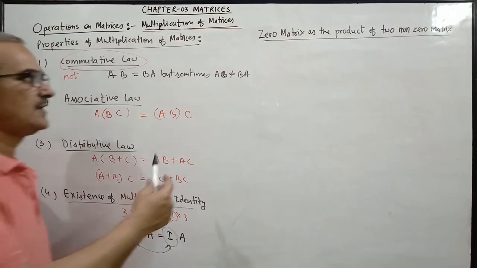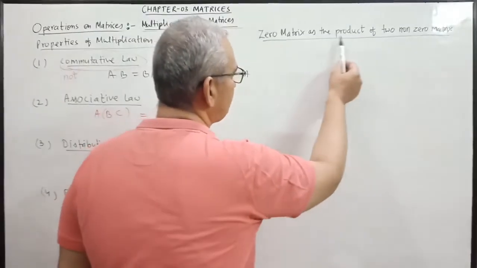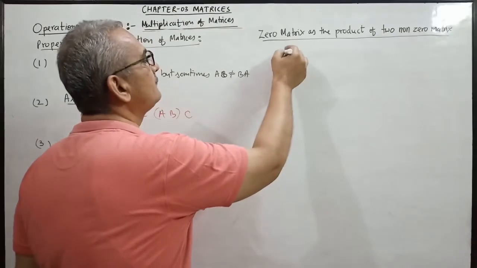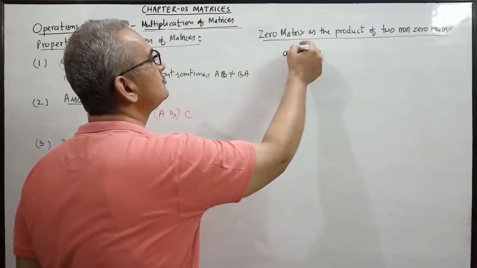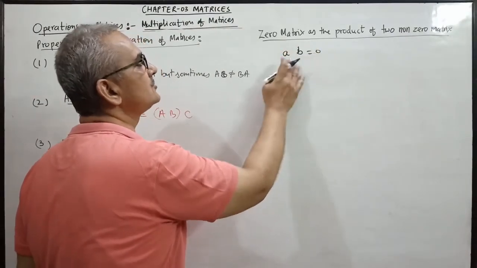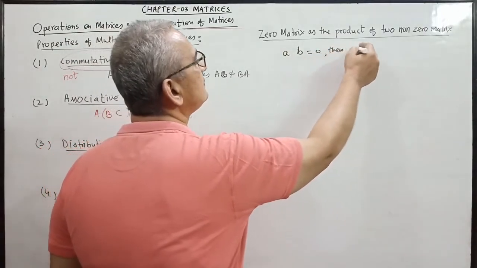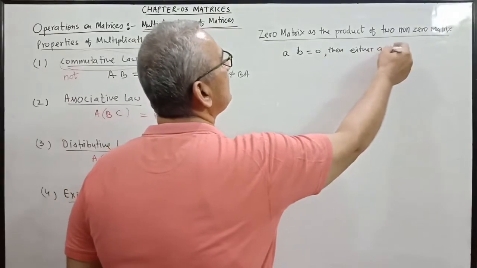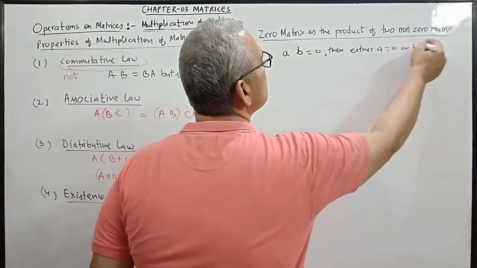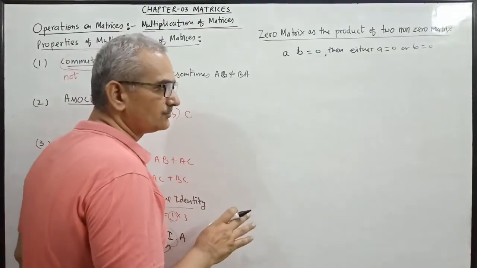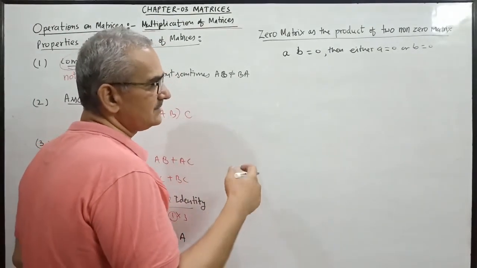Now next we have the zero matrix as the product of two non-zero matrices. If you have two real numbers A and B, and the product of A and B is 0, then either of them is 0, either A is 0 or B is 0. It means one of them will be 0. But in matrices it is not happening.